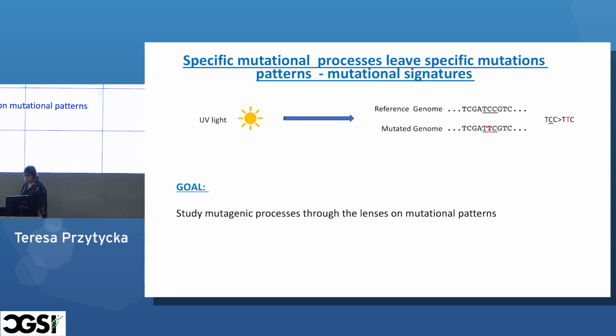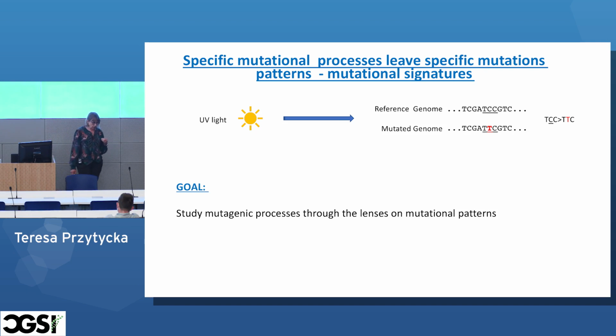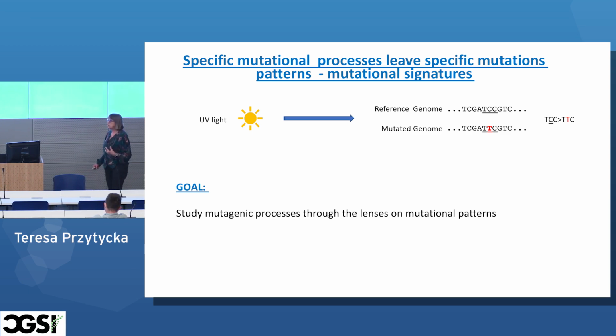UV light is not the only process that has this kind of characteristic mutational pattern. An idea is, can we take those patterns, read them from cancer genomes, and use them to understand the processes that potentially have led to the mutations in a given genome?